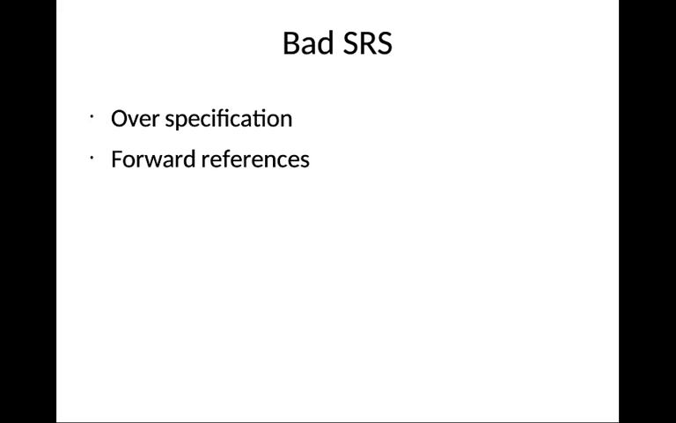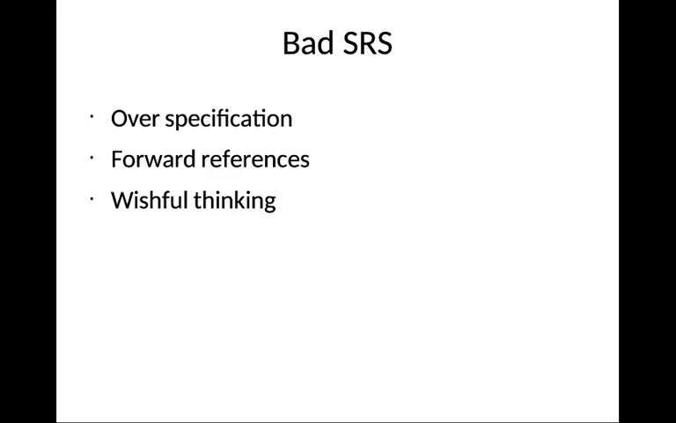Then another bad attribute that will contribute to this is forward references. Usually when people write an SRS, there will be forward referencing. For example, if you are writing something about a software and you mention that it will be explained later, it's not a good thing. We should mention whatever is there at that point itself. We should not say that it will be explained later in the next section or like that. So there should not be any forward references in the SRS.